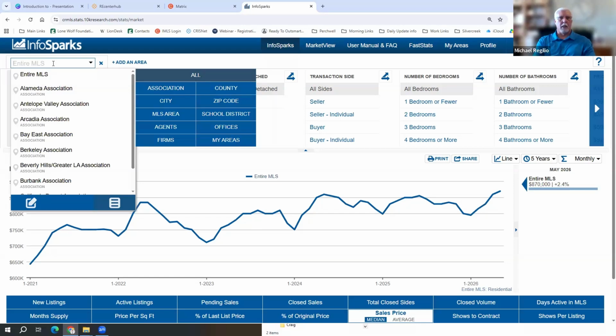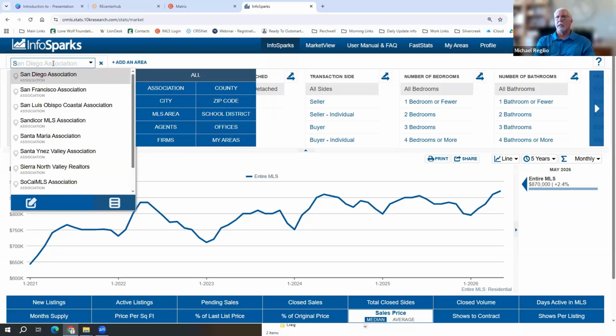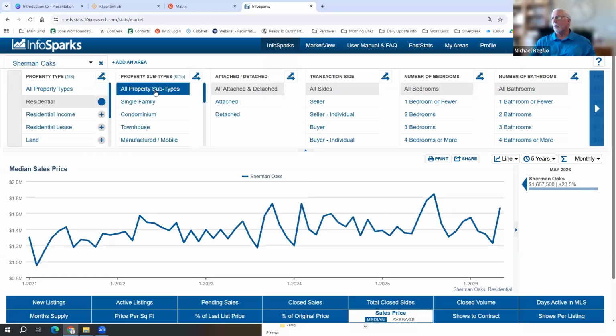For the purposes of the class, I'm going to go ahead and do a city search so we have more data. So we were doing some investigation on something in Sherman Oaks yesterday. So we're going to pick on Sherman Oaks today. So we put in our area. The first choice that we have is our area. The second filter that we have is the different property types.